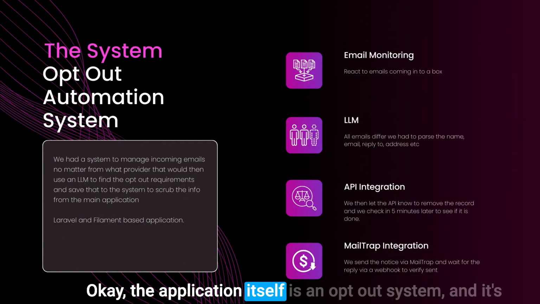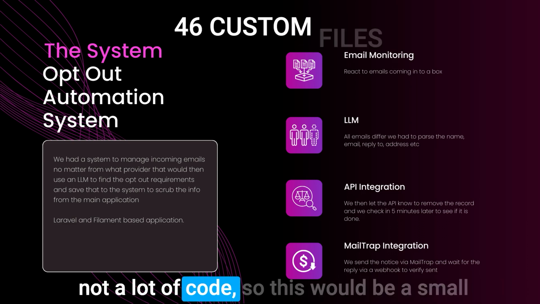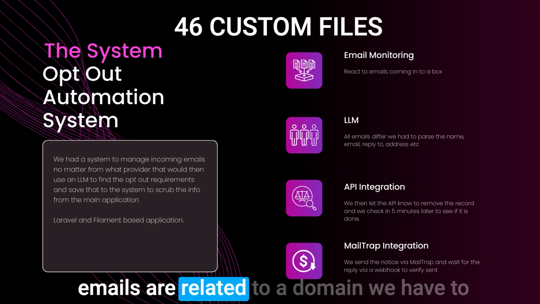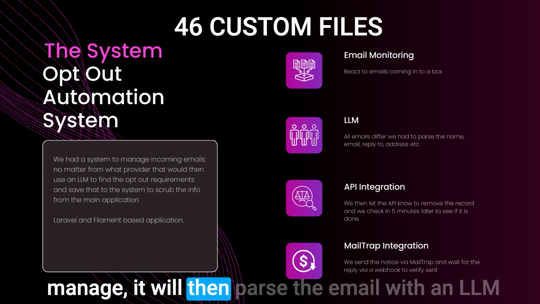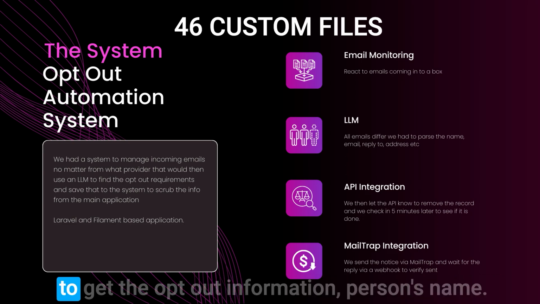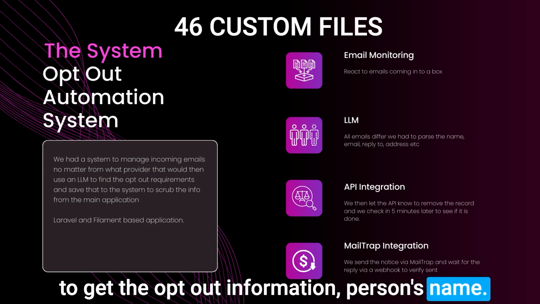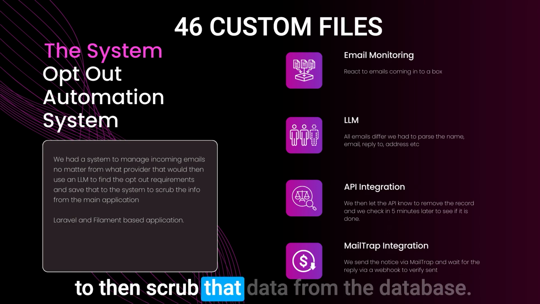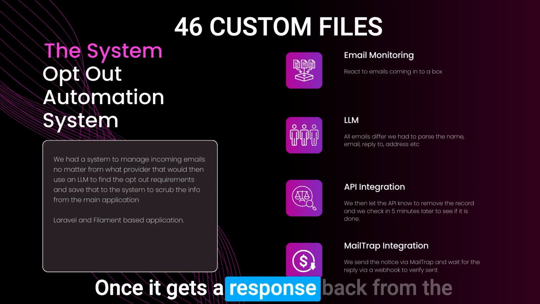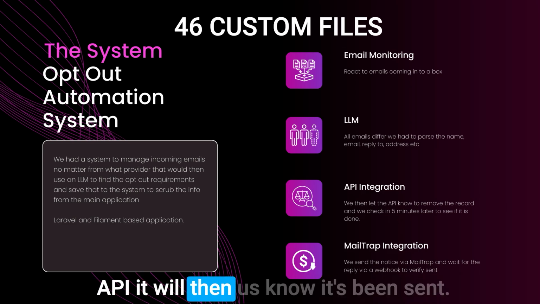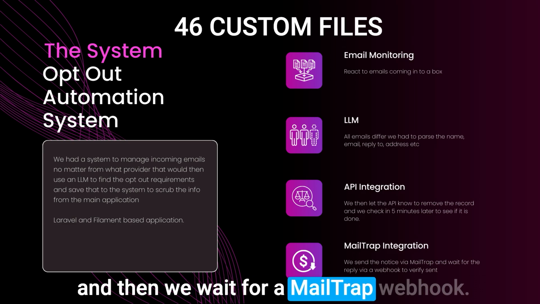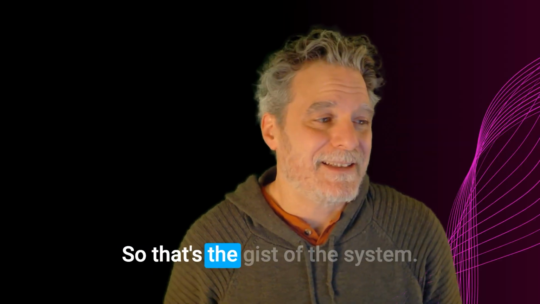Okay, the application itself is an opt-out system and it's not a lot of code. So this will be a small system, and it will check emails coming in. It sends them all to a database. And then if the emails are related to a domain we have to manage, it will parse the email with an LLM to get the opt-out information, person's name, address, and whatnot. And then it calls the API to scrub that data from the database. Once it gets a response back from the API, it will know it's been sent. We then send it to Mailtrap, and then we wait for a Mailtrap webhook. So that's the gist of the system.